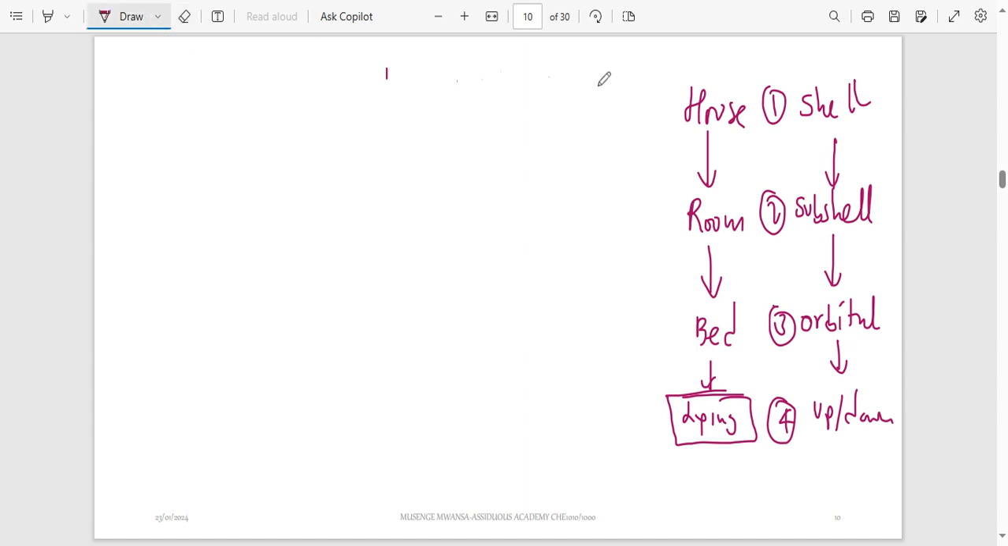And the first one that you can see, which I've written there as shell, is known as the principal quantum number. The symbol that we use is n. So you can have n is equal to 1, n is equal to 2, n is equal to 3. The principal quantum number just describes the energy level or the shell. So the other name for shell is energy level.